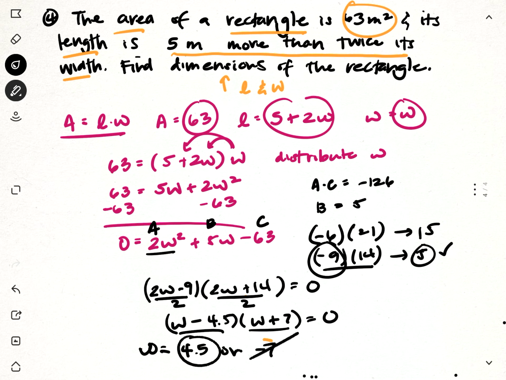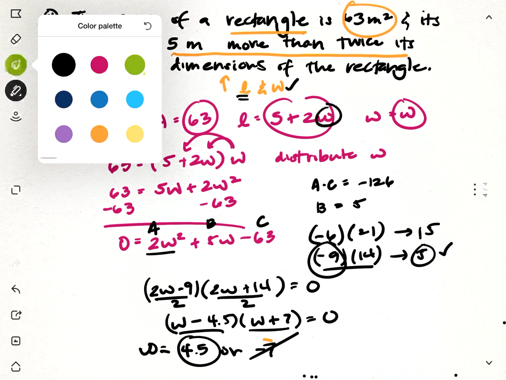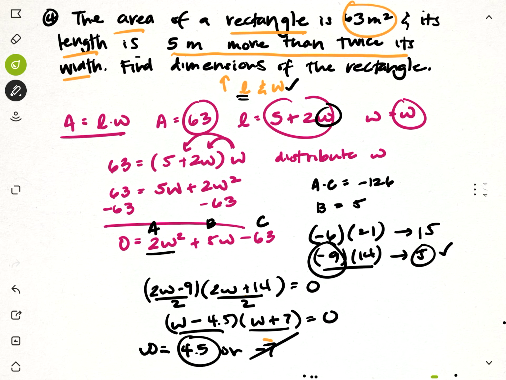Right, so find the dimensions. We found the width. Be very careful here that we don't just stop there. We need to also find the length. So all we need to do here is plug the width back into w to find the length. So let's do that now. The length equals 5 plus 2 times 4.5, from up here. The width is 4.5, so then we get 5 plus 9, and the length is going to be equal to 14.